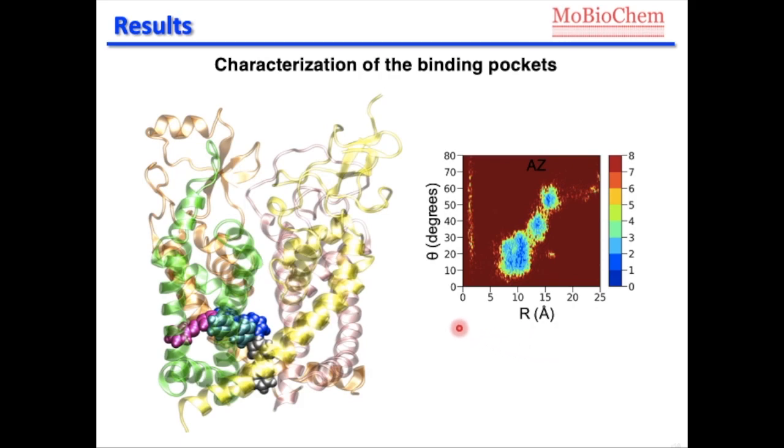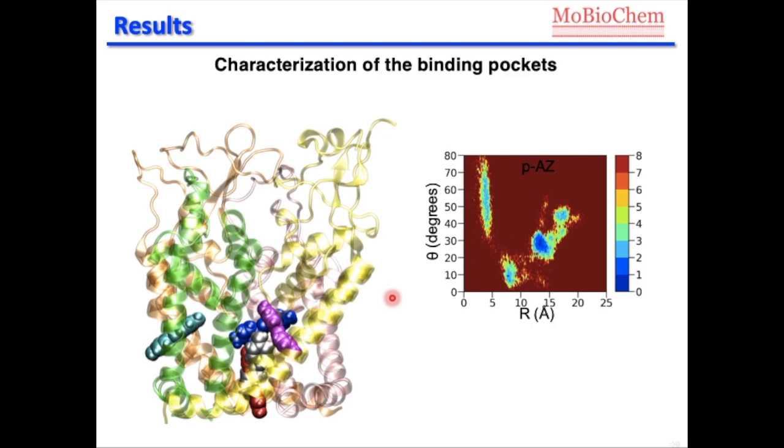This first image shows one representative snapshot for each of the binding pockets for azobenzene, showing with different colors the poses of the ligand and the four domains of the channel. The P2 pocket is the closest to the selectivity filter in the central cavity of the channel.